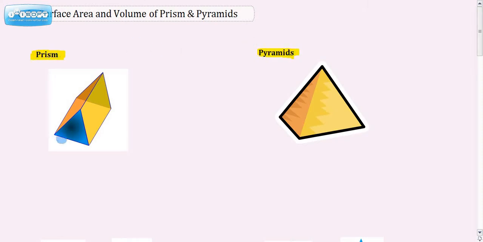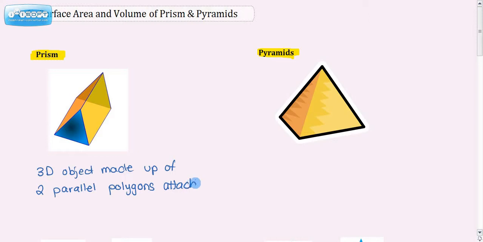A prism, by definition, is a three-dimensional object made up of two parallel polygons attached by rectangular sides.